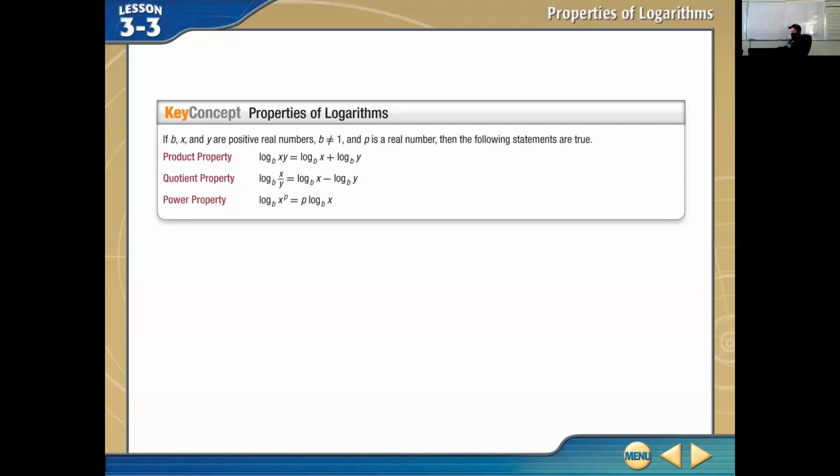So I'll give you a couple seconds to write those down. We will be using all of these, especially in expanding and condensing. But overall, it's not the most difficult thing in the world.